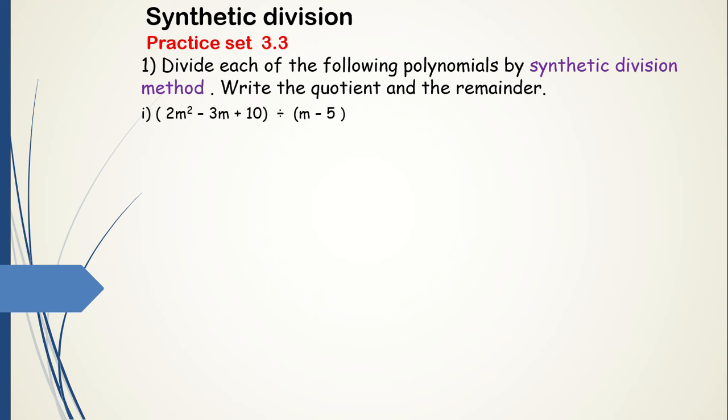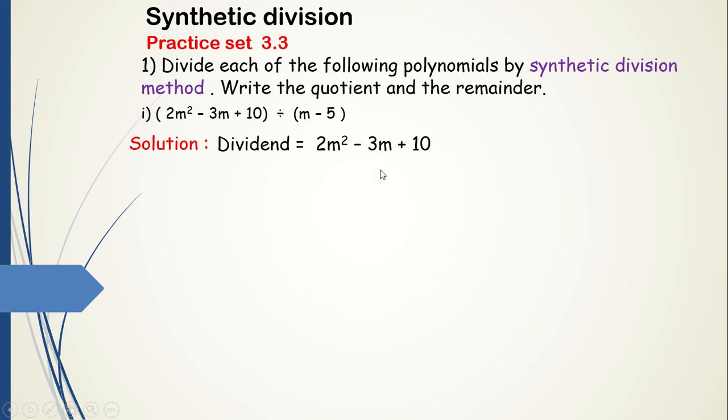Now what is this method? This is your dividend and this is the divisor. So first write down what the dividend is and what the divisor is. Dividend is 2m square minus 3m plus 10. Sometimes if any of the terms is missing, here the powers 2, 1 and 0 terms are there, so no terms are missing. But if any terms are missing, like how we write the index form with 0, we have to write the index form of the polynomial in that case.